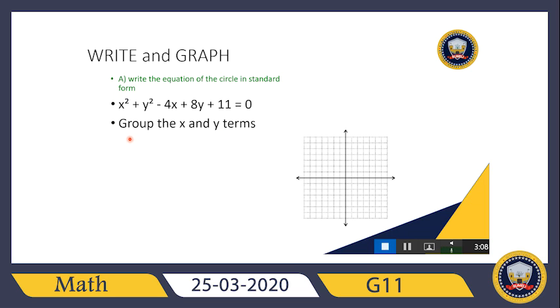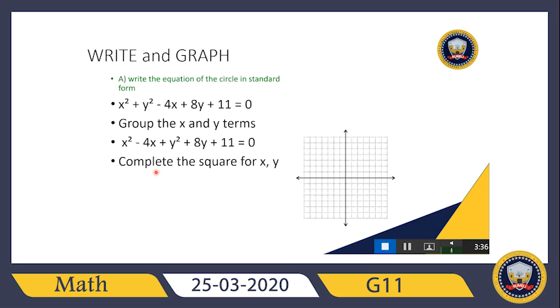First step, group the x and y terms. So we have x squared minus 4x, while we have y squared plus 8y. So x squared minus 4x plus y squared plus 8y, so we have grouped these y's and these x's, and we have the constants equal to 0.